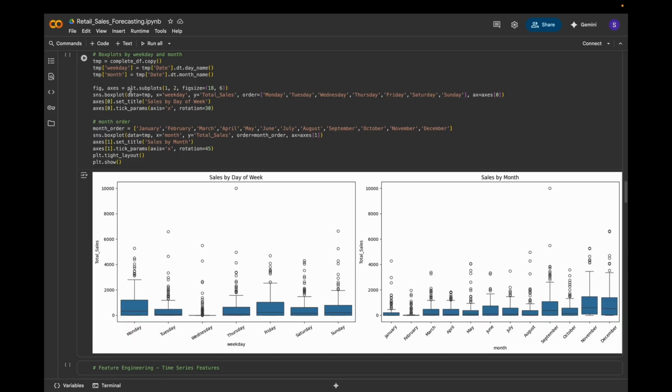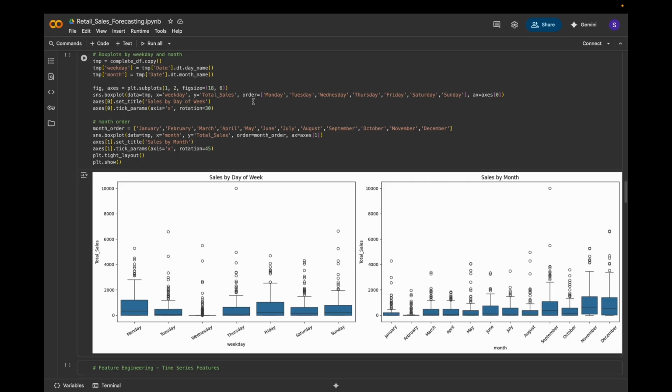Next we have fig, axis equal to plt.subplots 1 and 2, figsize is equal to 18 and 6. Basically this creates a figure of 2 side-by-side plots. Then we have sns.boxplot of data is equal to tmp, x is weekday, y is total sales, order is equal to Monday all the way to Sunday, and ax is equal to axis bracket 0, tick params, axis is equal to x, rotation 30. Basically what this block of code does is plot a box plot showing the distribution of the sales data for each day of the week from Monday to Sunday, and this reveals to us which days tend to have higher or lower sales.